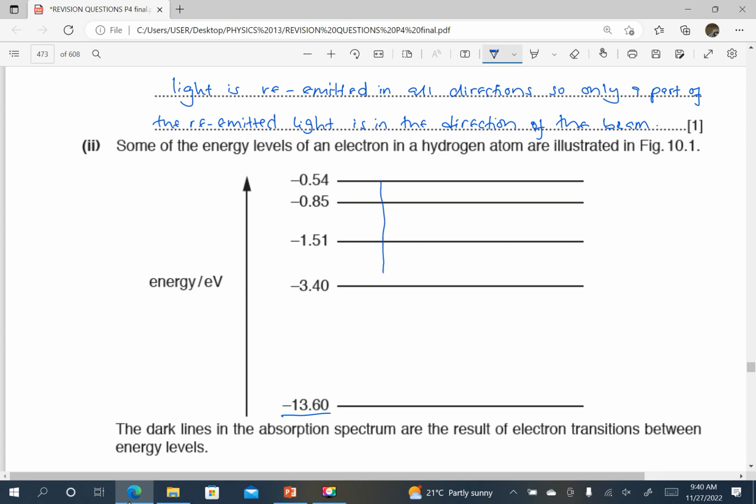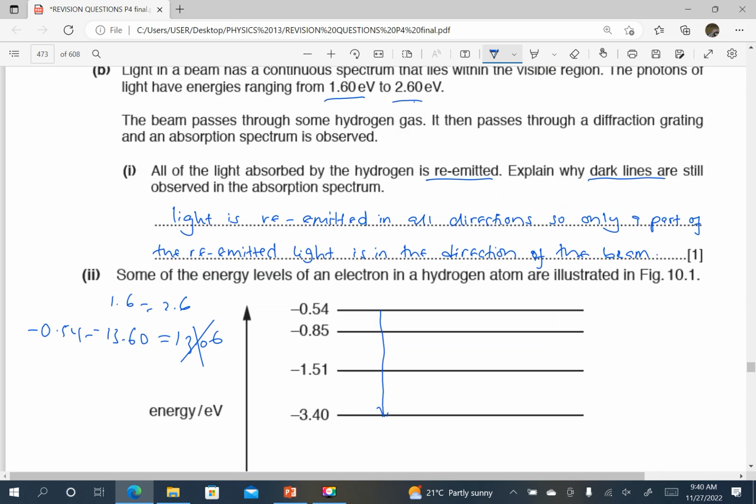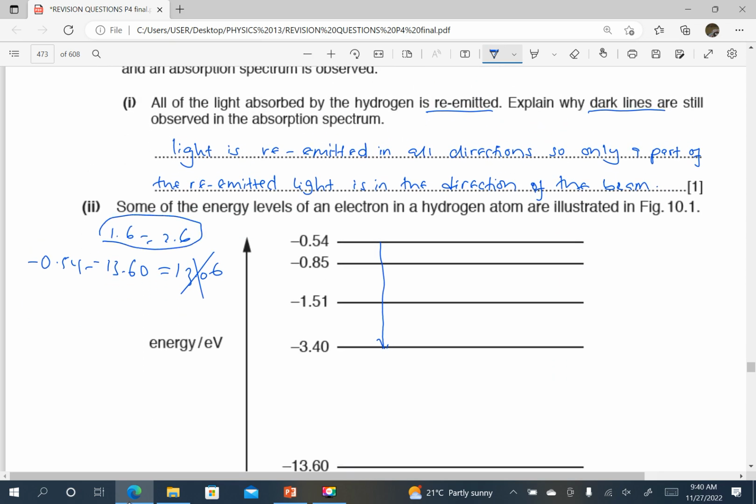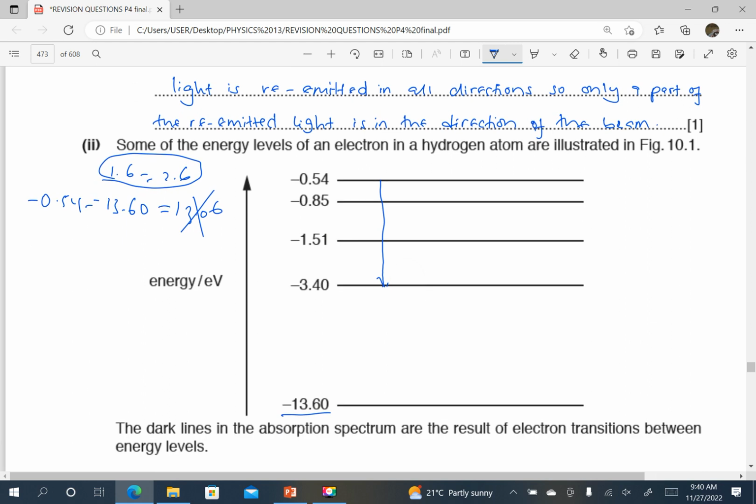Transition from again the first one to the second one. We have checked negative 0.54 minus negative 13.60, and this was 13.6. Then 0.06 electron volts. That is outside the range. The range is from 1.6 to 2.6. So the first one is not possible.